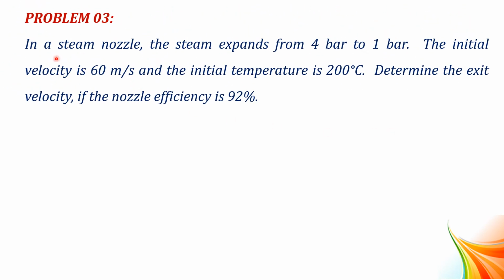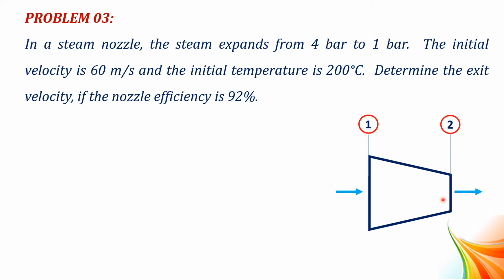Problem 3. In a steam nozzle, the steam expands from 4 bar to 1 bar. The initial velocity is 60 meters per second and the initial temperature is 200 degrees centigrade. Determine the exit velocity if the nozzle efficiency is 92%.